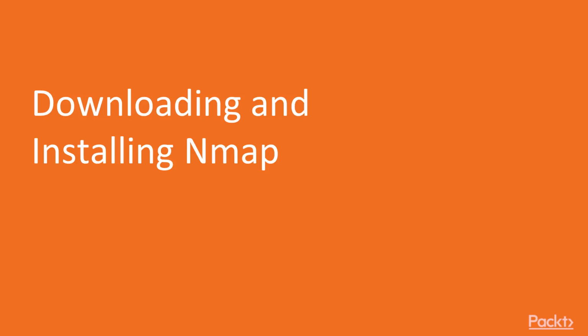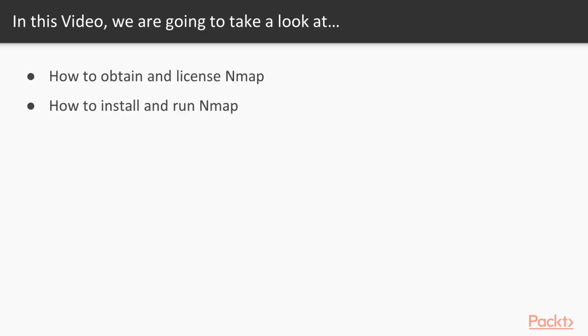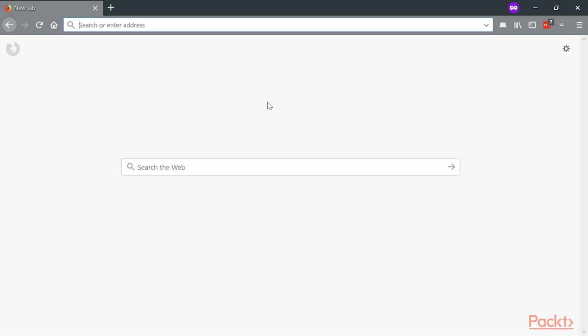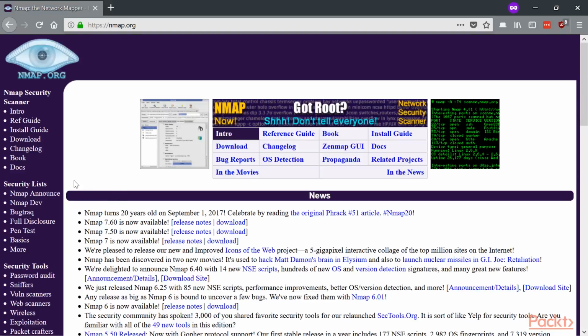Welcome to downloading and installing Nmap. This is video 5.1 of Learning Practical Network Scanning. In this video, we're going to take a look at how to obtain and license Nmap and how to install it. Nmap is available at nmap.org, and you're very lucky because Nmap happens to be an open source project, and there is no licensing involved as far as getting a license key and purchasing something.